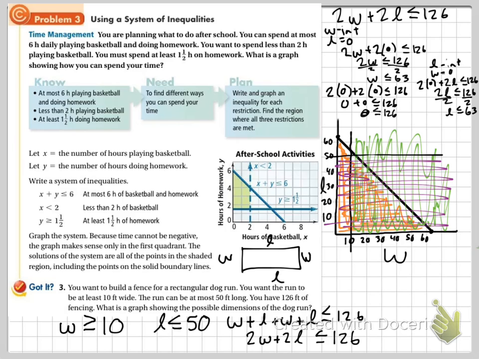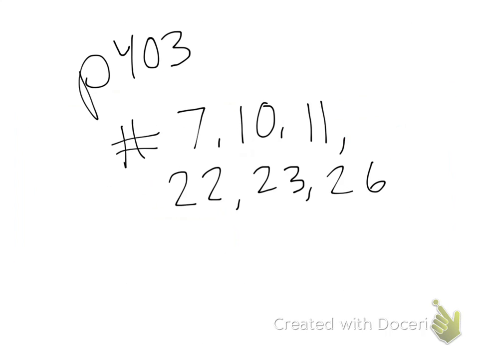So I've got spots where my purple and my green overlap, and I've got spots where my orange and my purple overlap. But where all my solutions are is where my purple, orange, and green overlap. So in this shape right there in red. Anything on the line and anything in there is a solution. And there's your homework.